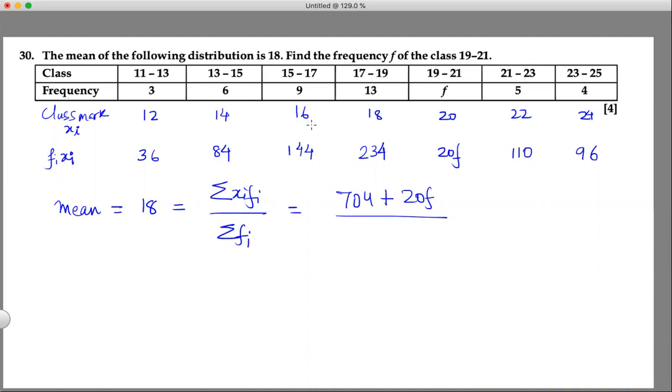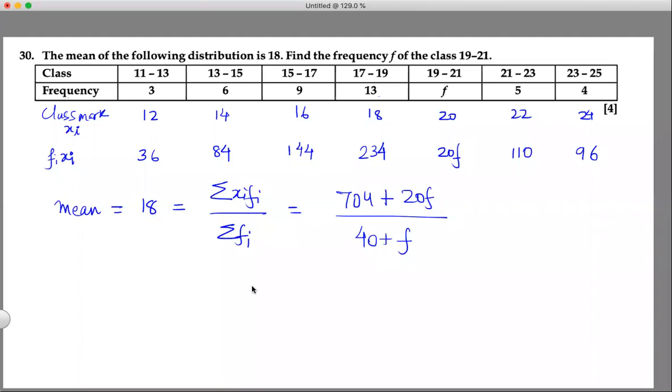What are the frequencies coming to be? 116 plus f? How can it be such a big number? 9 plus 9, 18, 31, 40. Sir, actually, I added the class mark. Okay, so 40 plus f, right?